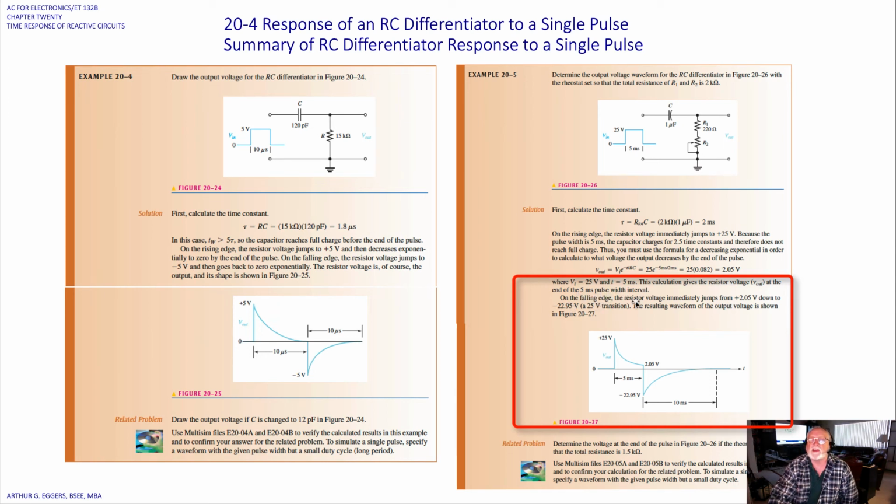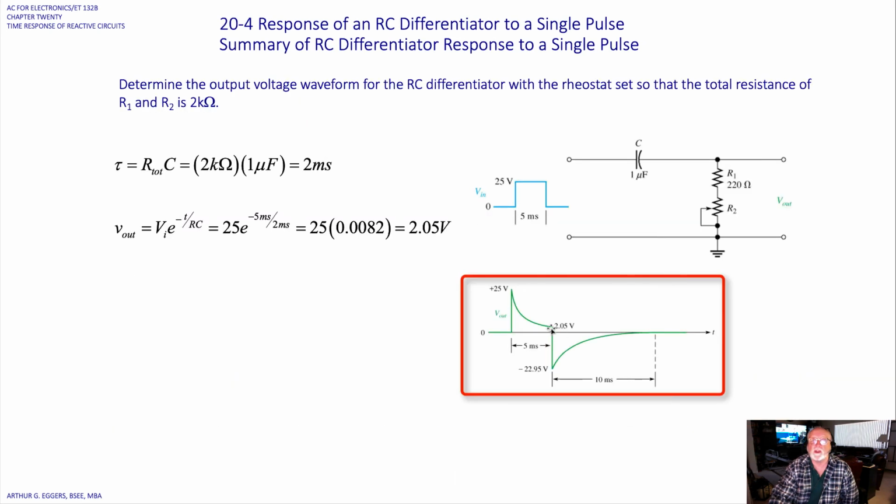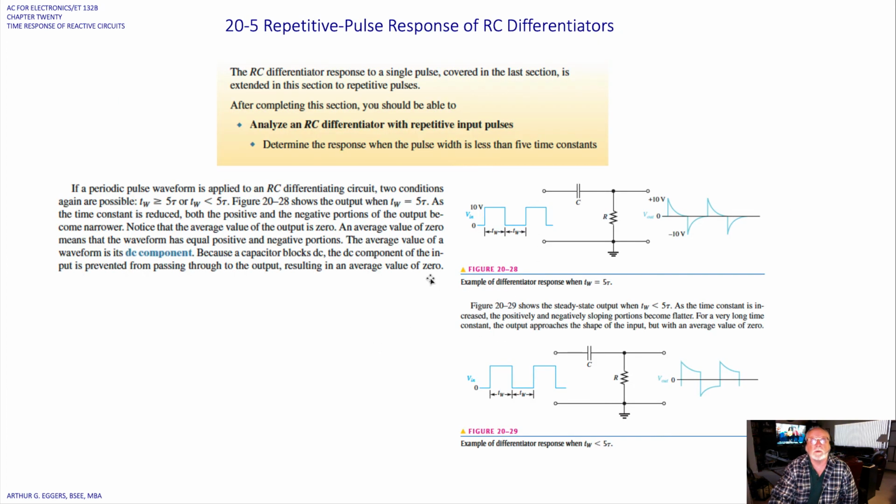On the falling edge, the resistor voltage immediately jumps from positive 2.05 volts down to minus 22.95 volts, a 25 volt transition. The resulting waveform of the output is then drawn. So we can see that here in this example, the drawing. So, the RC differentiator with a single pulse.